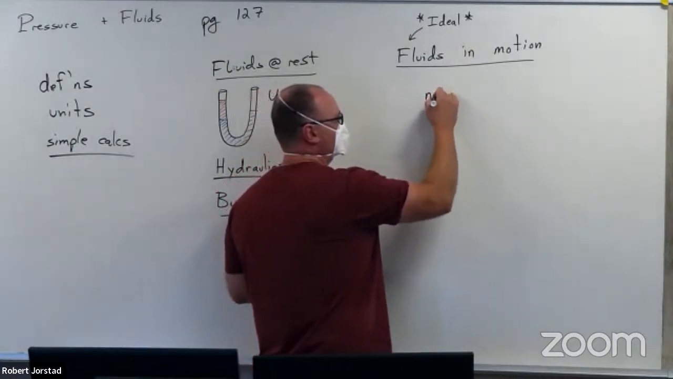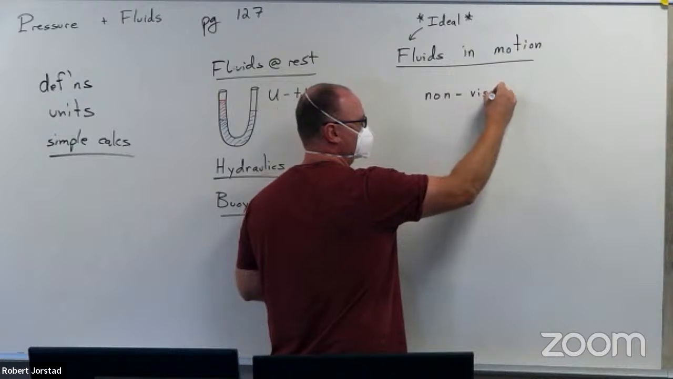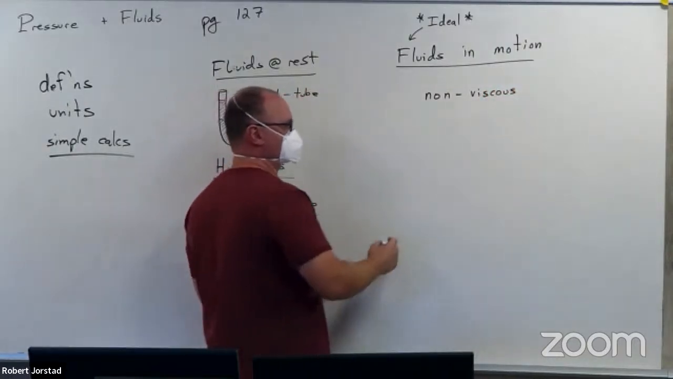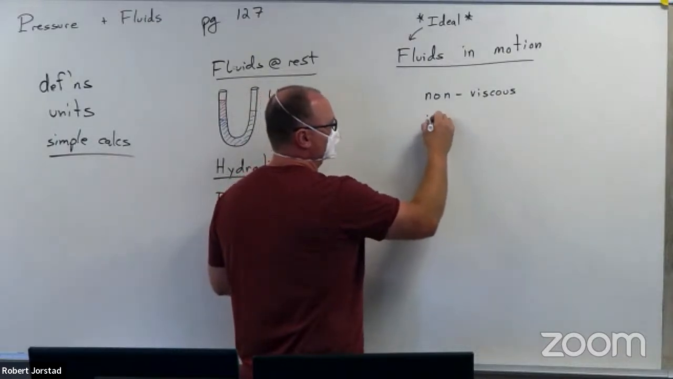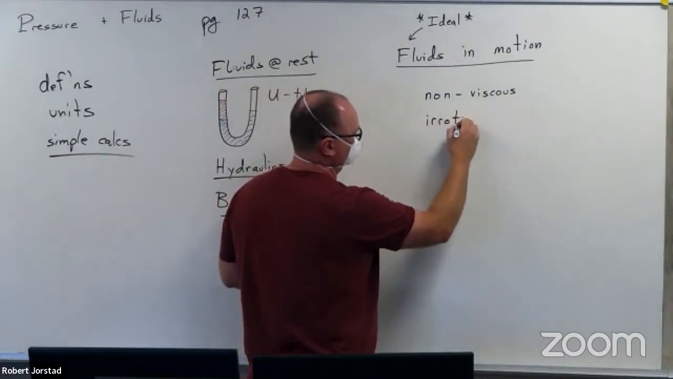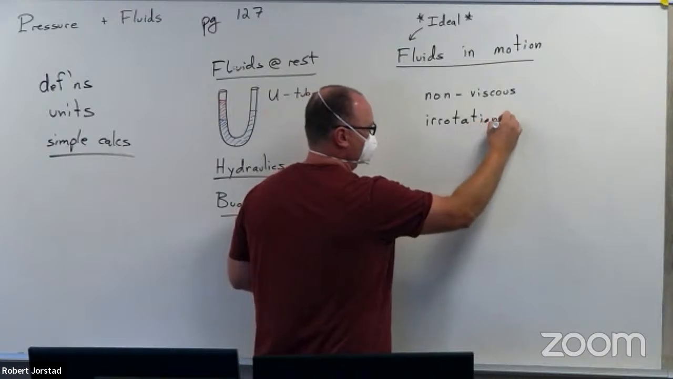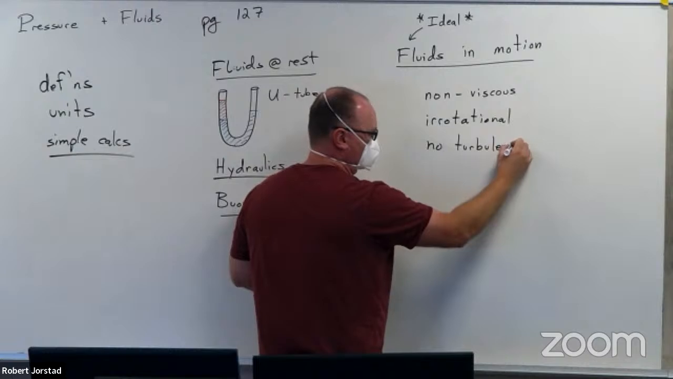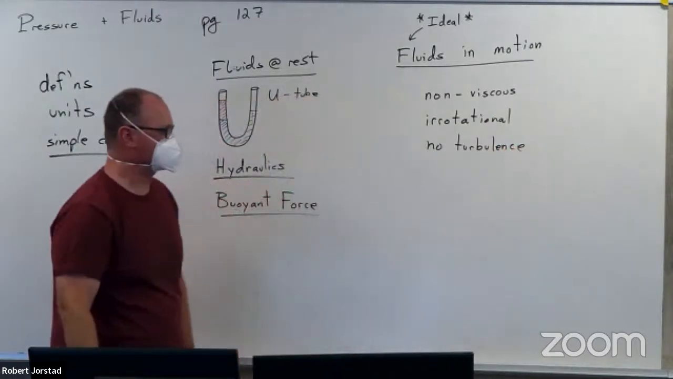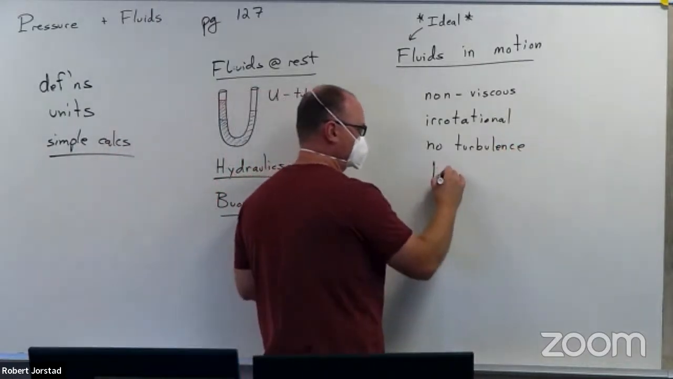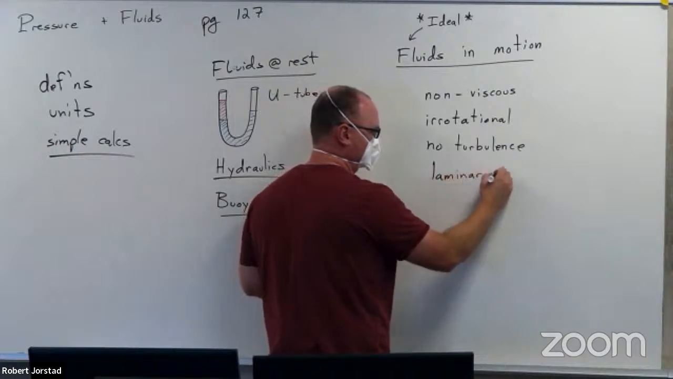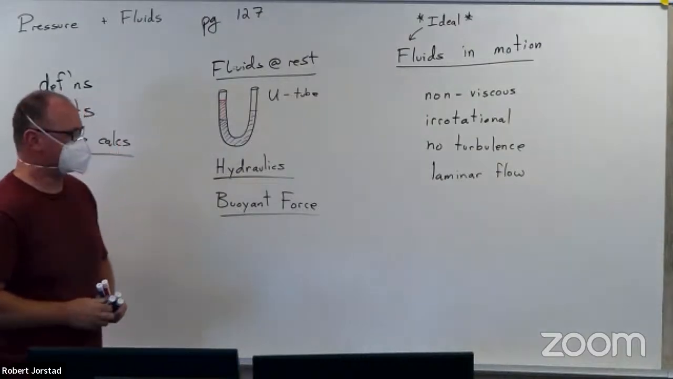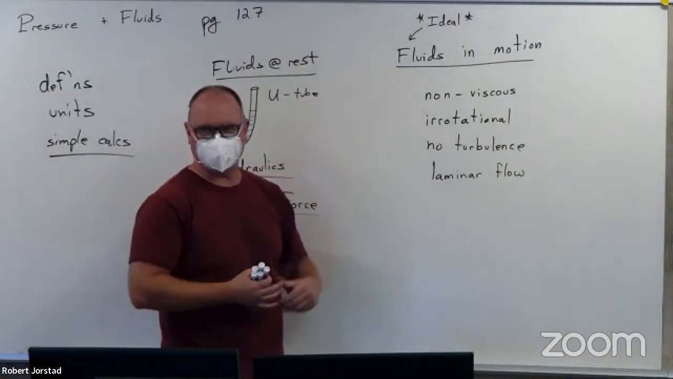So non-viscous, meaning no drag, which is not true. Irrotational, no turbulence. So what I meant by doing the simplest possible cases, maybe we could call this laminar flow. These are some of the words that describe ideal fluids.